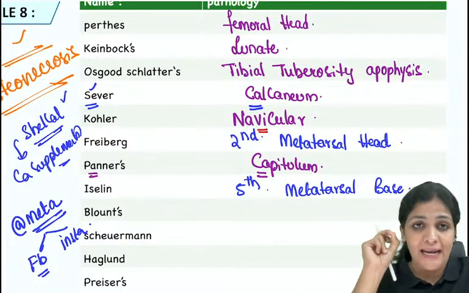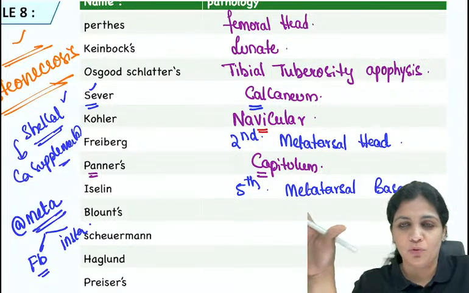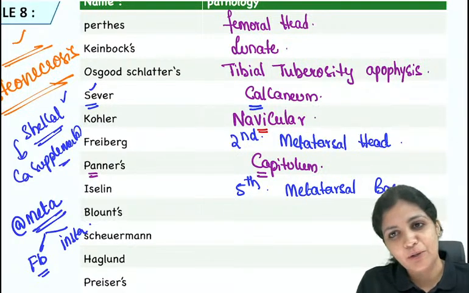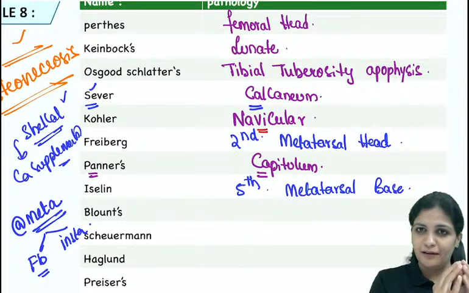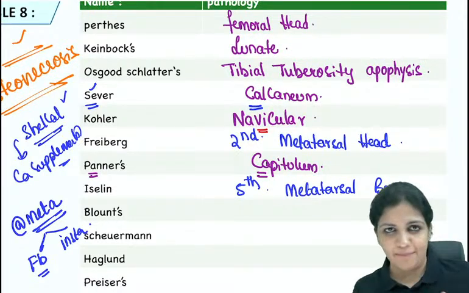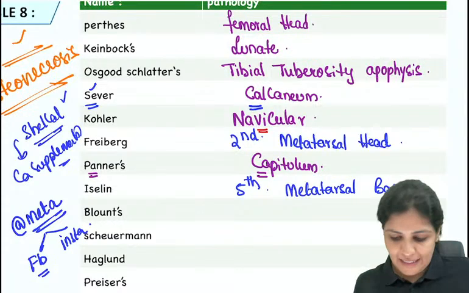You know, Freiberg and Iselin are for metatarsal head and base. Okay, you just don't worry about it. Just remember Freiberg and Iselin are both related to Meta. So Meta is a company, right, which is the head for both Facebook and Instagram. Panner's is capitulum. PAN card. PAN card is capitulum.